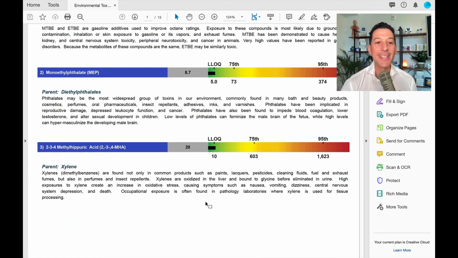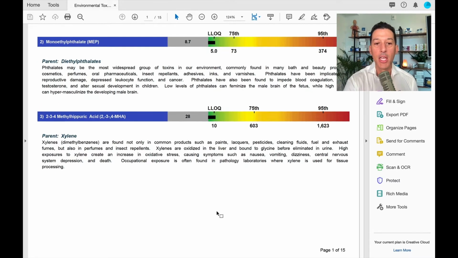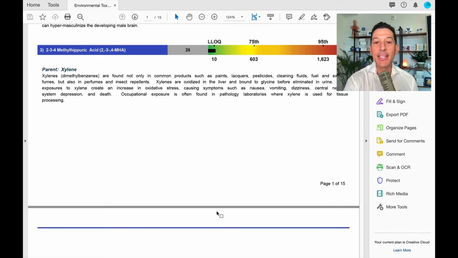All right, the next one is phthalates. Phthalates you've certainly heard of before. These are from cosmetics and different beauty products, plastics, pharmaceuticals, insect repellents, and much more. This is one the person's luckily very low in, which is a great thing. We sometimes see this elevated, and this causes massive issues in developing fetuses. So this is a lab we like women to run maybe 6 months before they're thinking about conceiving, if possible. The next one is xylenes.